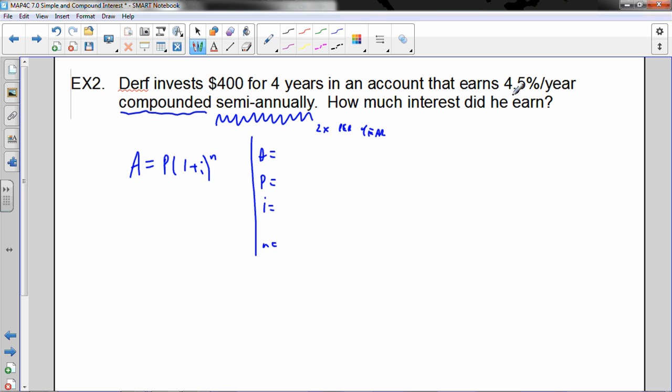And where does all this stuff fit in? Well, $400 is how much he invested. So that's not the amount at the end. That's the amount that he invested. That's the 400.